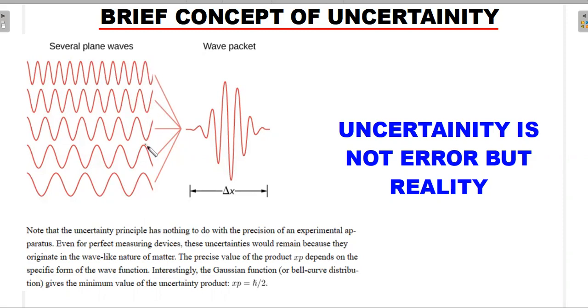As you mix more and more wavelengths to form a wave packet, the value of delta X reduces. And that is what has been written here. You can pause and read it on your own.